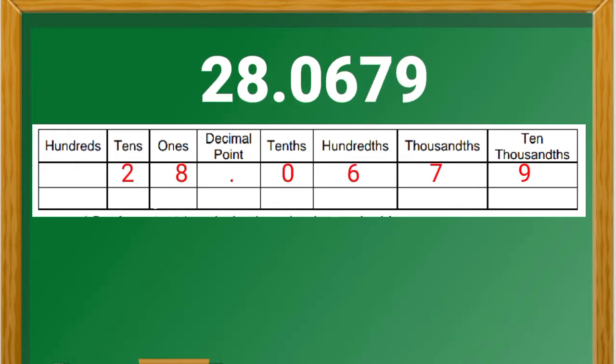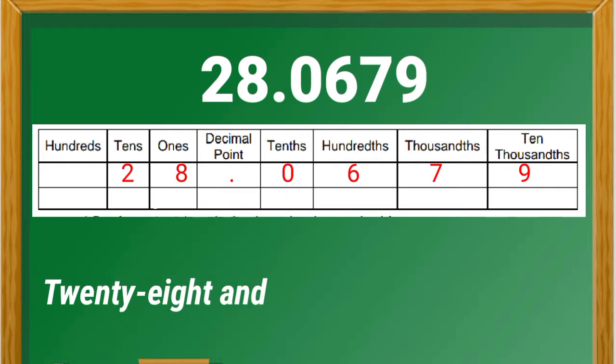In the second example, we have a whole number and a decimal number. Of course, you are going to read first the whole number, like 28. But remember, we have a decimal point. How are you going to read a decimal point? This can be read as "and." So that is 28 and.